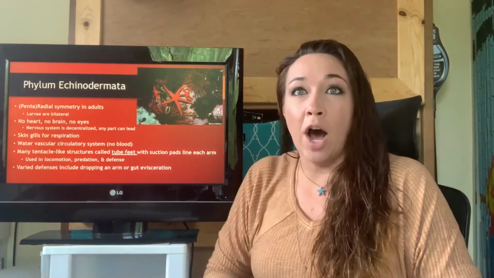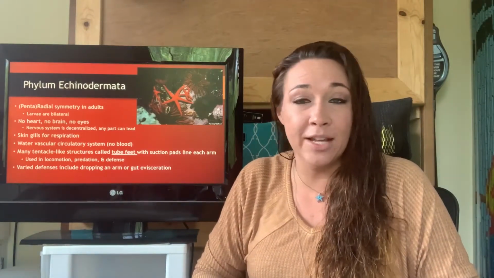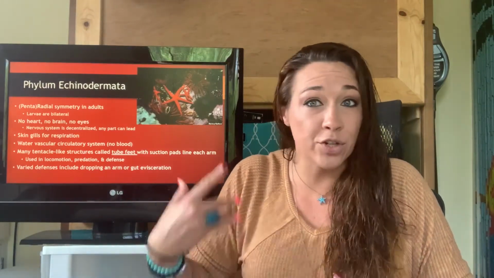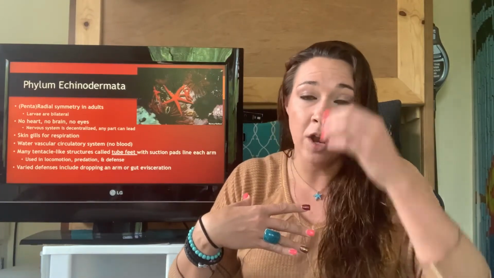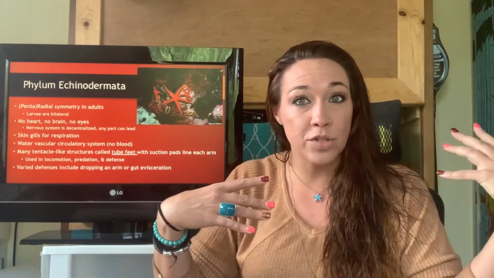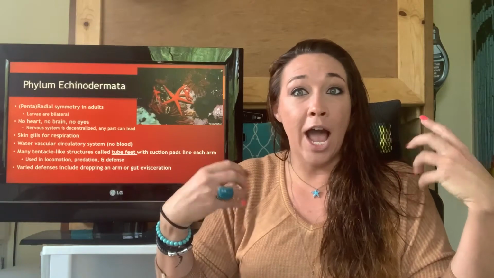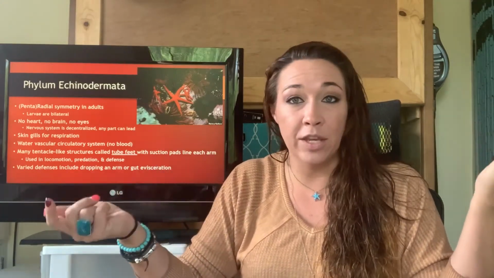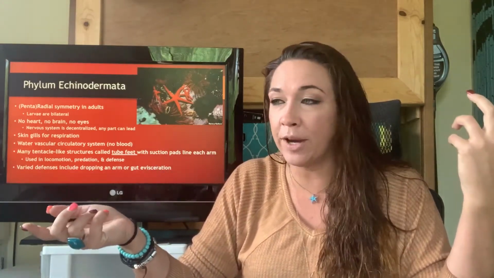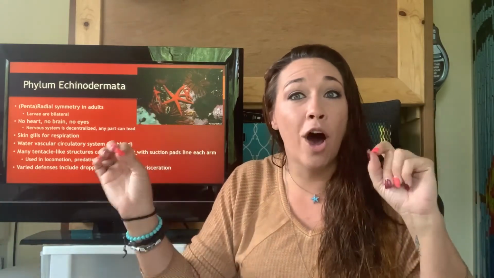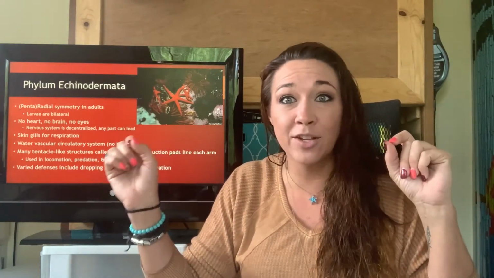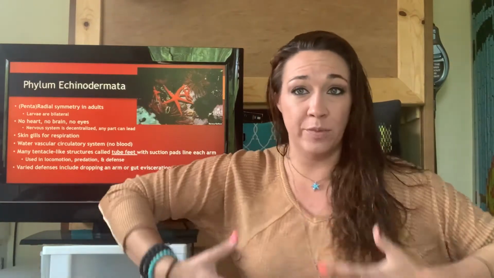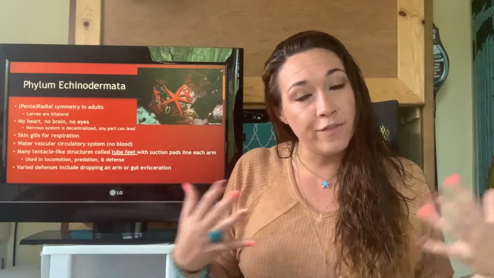Now, these guys do not have hearts, they don't have brains, they don't have eyes, they do not have a circulatory system anything like we've seen before. So far we've had a closed circulatory system like us, and an open circulatory system like the Mollusca and Arthropoda that we talked about. This is a water vascular system. This guy is really cool. So he's a water vascular system. Our vascular system is our circulating fluids. So if you have a water vascular system, your circulating fluid is water.